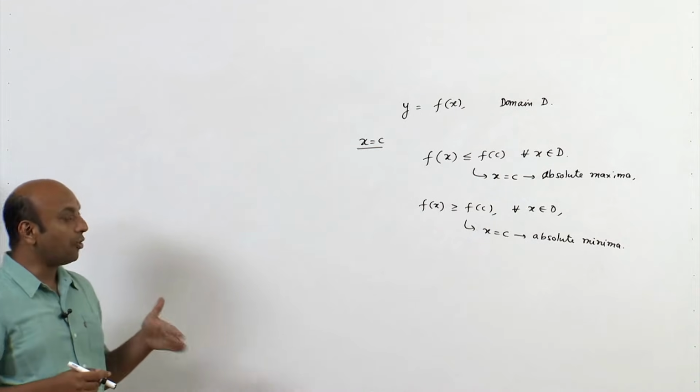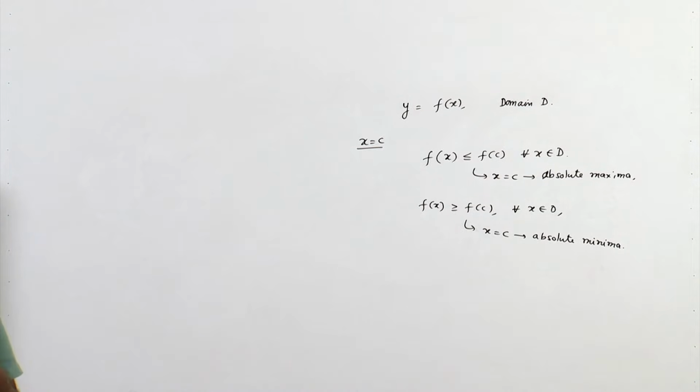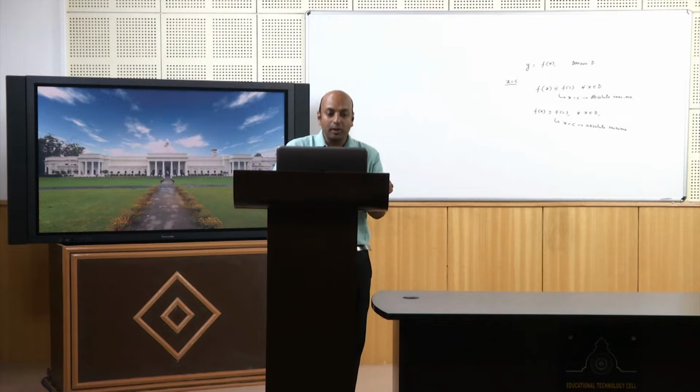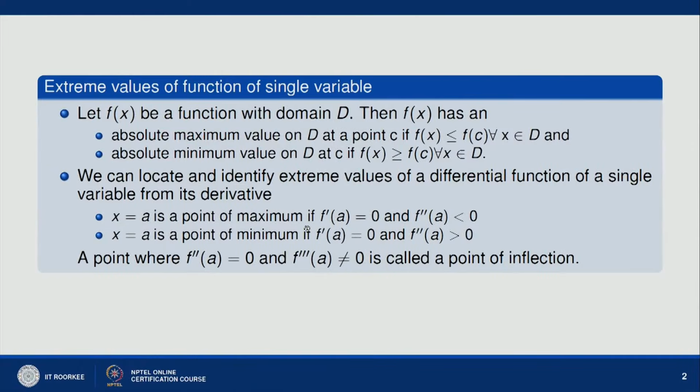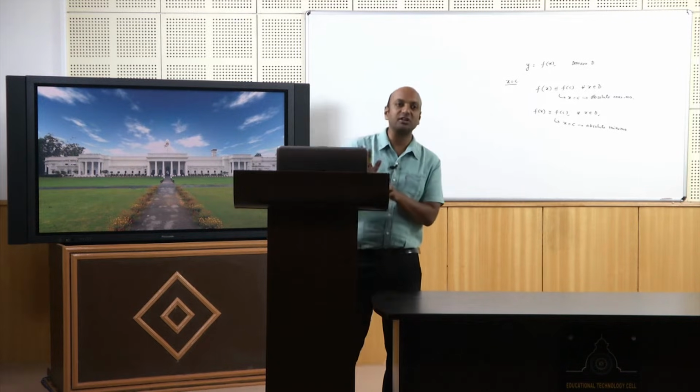Now how can we check whether a point is a point of local maxima or local minima? So, we have the second derivative test. x equal to a is a point of local maxima if f'(a) equal to 0 and f''(a) is less than 0. We already know this result. If a is a point of local maxima, then the first derivative at a will be 0 and the second derivative at a will be less than 0. We are assuming that the function is differentiable.